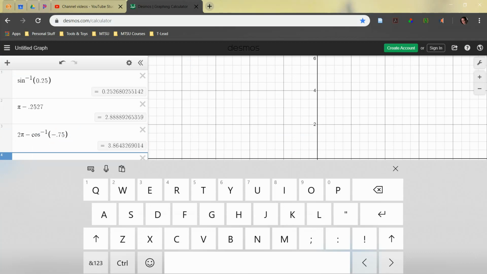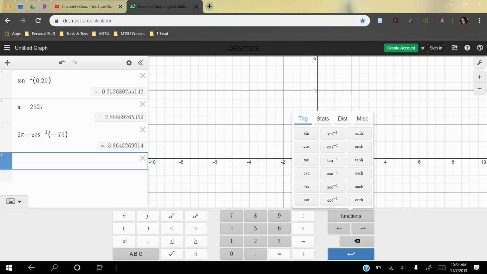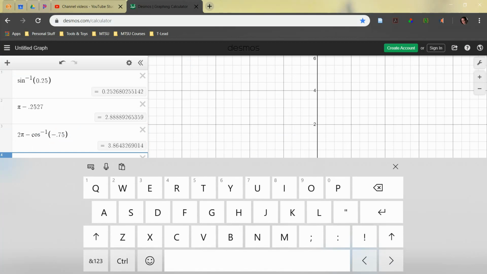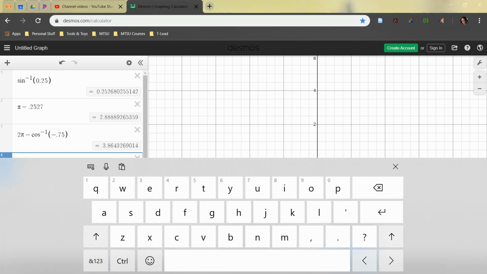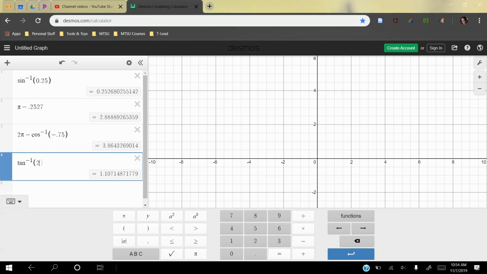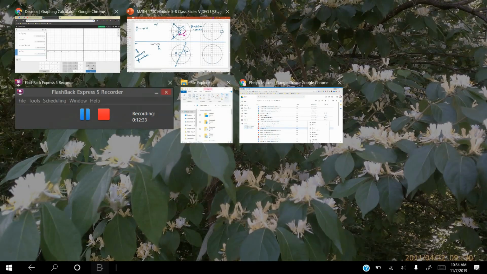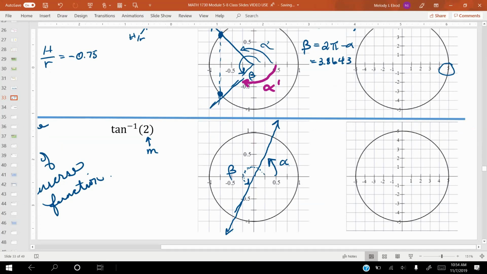So we're going to say inverse tangent. There's my inverse tangent of 2. Okay, so there's inverse tangent of 2, 1.1071. So alpha is 1.1071.